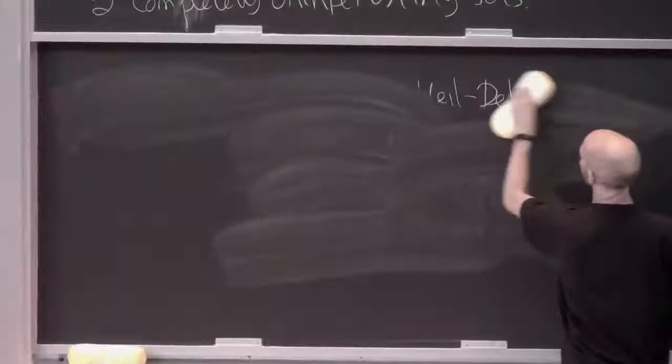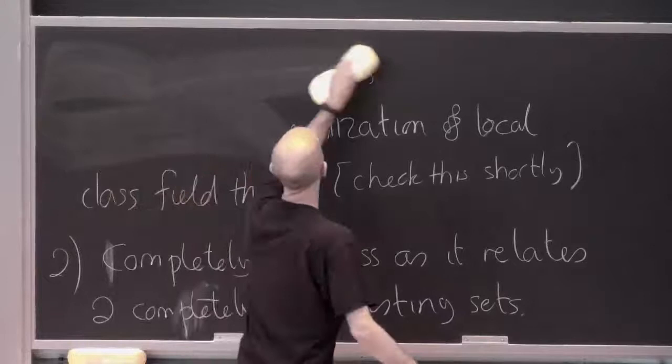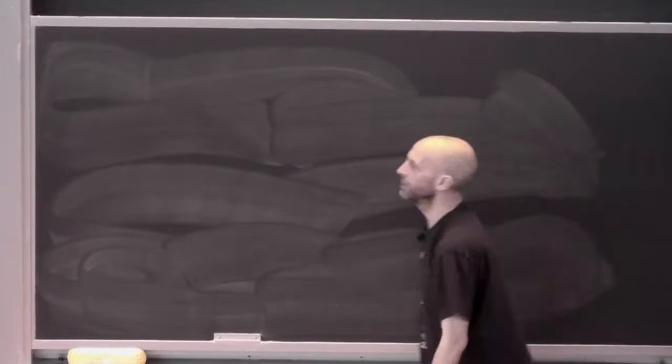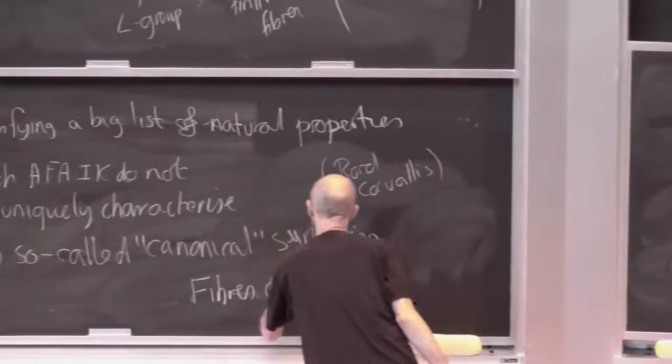I don't know the answer to that. For GLN, the bound is 1, obviously. For SLN, I think for SL2, the bound is 4, or at most 4. I think maybe the bound is even 2 for SL2. Yeah, that's an interesting question. So I should say, now you've mentioned it, these finite fibers are called L packets.